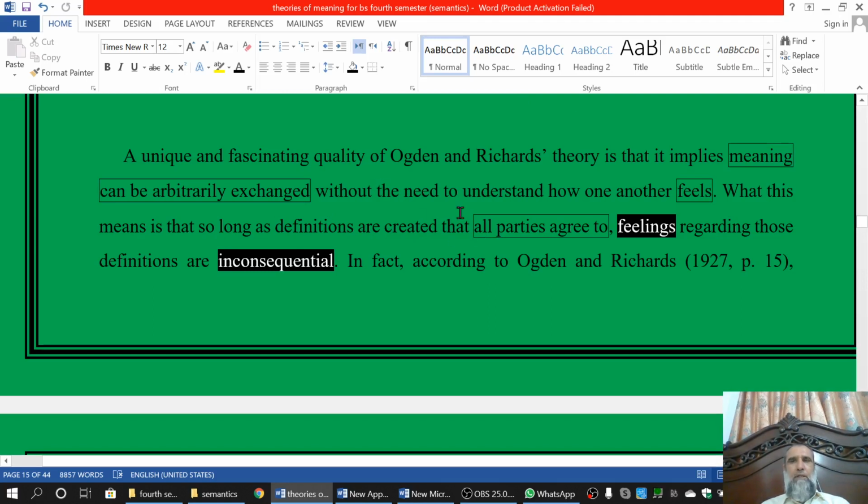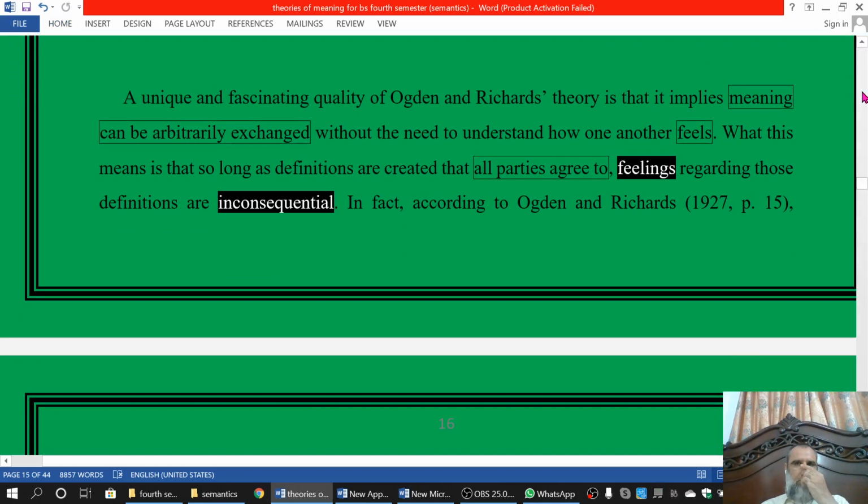And feelings are inconsequential or unimportant. As I said before, these symbols, once attached with some meaning, for example dog is attached with an animal which barks, and that animal is called dog. There is nothing of the feelings involved here, whether you feel good about dog representing an animal or you feel bad about dog representing the animal. Your feelings are inconsequential and unimportant.